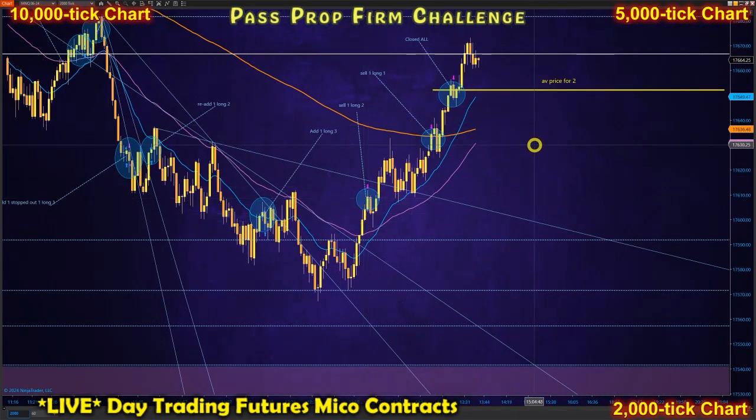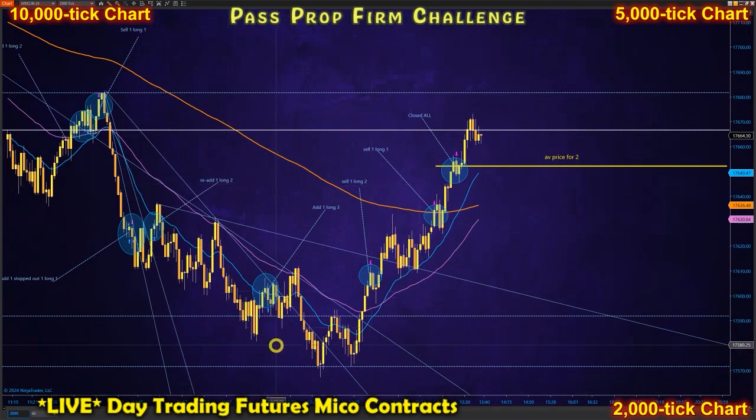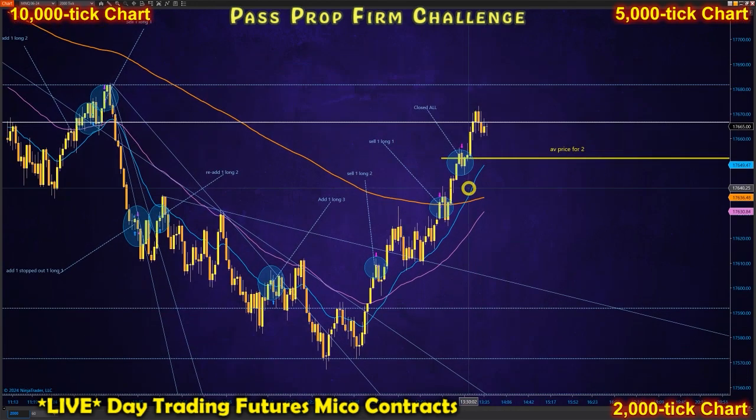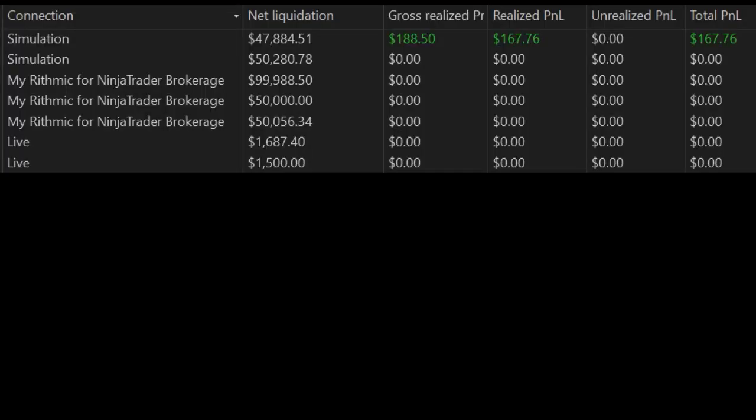And then really we were long 3. Like I say in my videos, I like to be anywhere from 5 to 10 when it's emergency scalping. I really don't like to go bigger than 10 micros. And we got out as it came back up here. And we're doing pretty good. Let's take a look at what's going on here. The demo account is up 167 again.